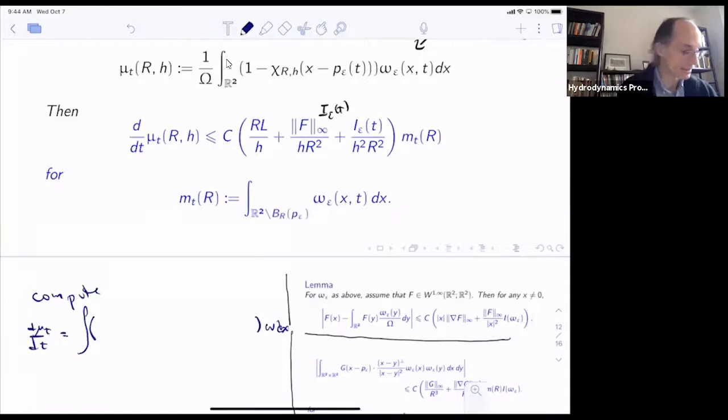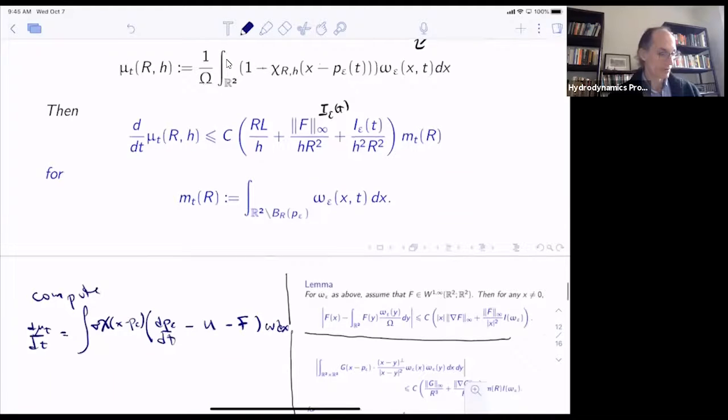d phi dt: I think everything's going to have a chi prime, the gradient of chi. And d phi dt will give us a dp epsilon dt. There's a minus sign here and there, so those cancel. And then we'll have u plus f times the gradient. The gradient of this function is minus the gradient of chi, so minus u minus f. Okay, that's our general formula for the derivative of an expression in this form.